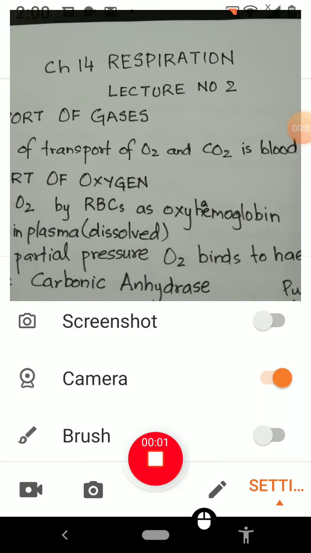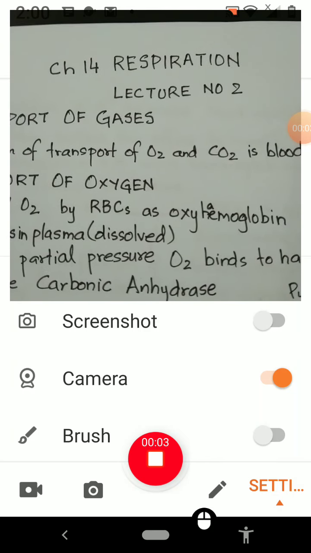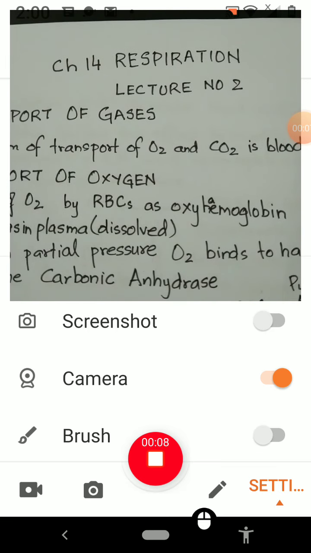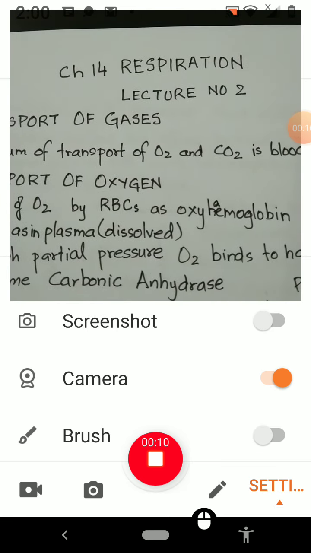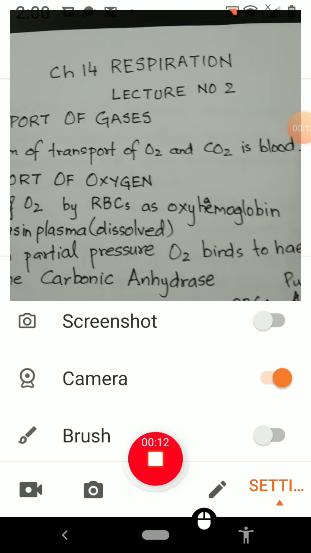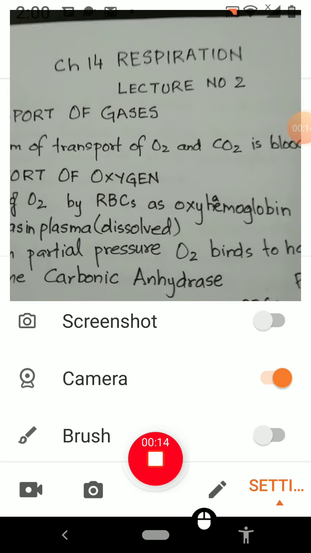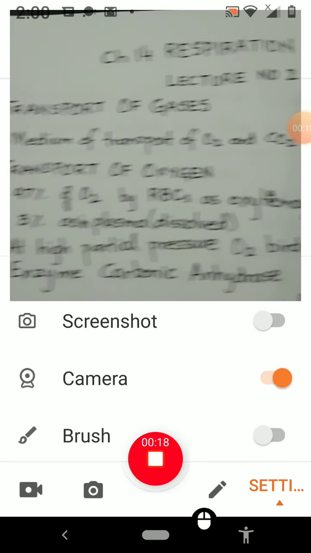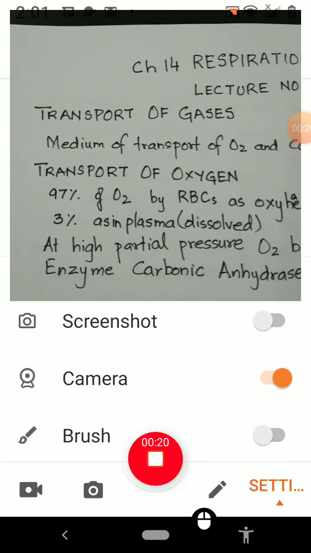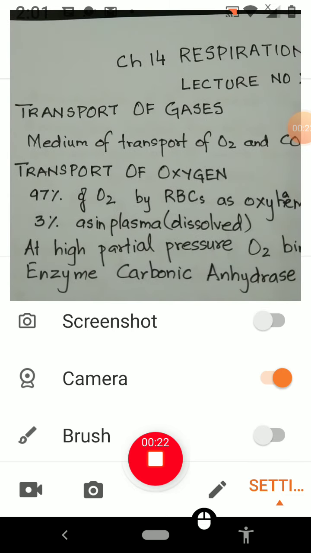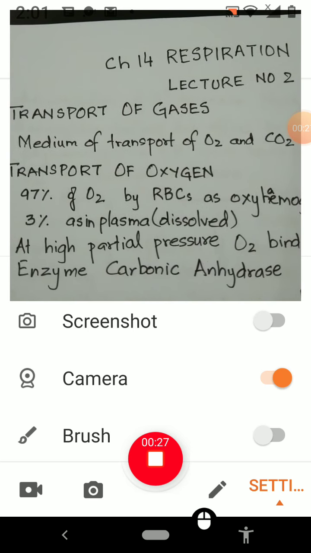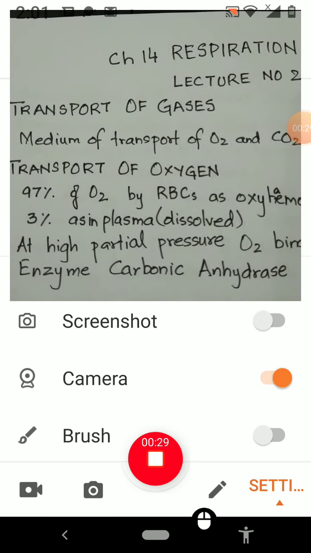Students, we'll be starting with chapter number 14. Today's lecture is the second lecture in this chapter. In the last lecture, we studied the physiology and anatomy of the human respiratory system. In today's lecture, we are discussing the transport of gases. The two respiratory gases involved are oxygen and carbon dioxide.